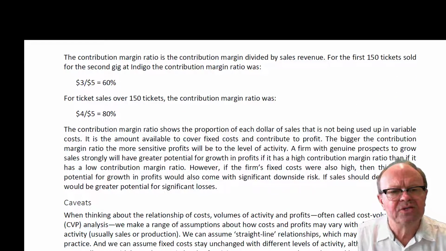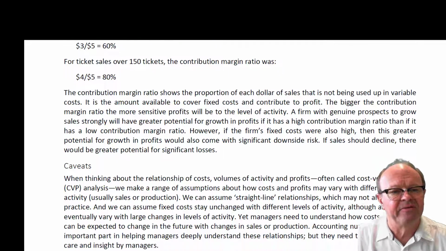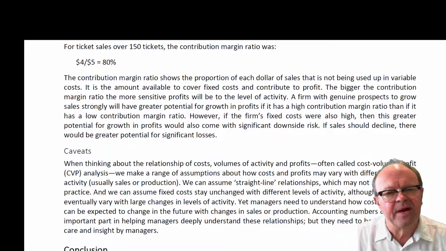The contribution margin ratio is the contribution margin divided by sales revenue. For the first 150 tickets sold for the second gig at Indigo, the contribution margin ratio was $3 divided by $5, which equals 60%. For ticket sales over 150 tickets, the contribution margin ratio was $4 divided by $5, which equals 80%.